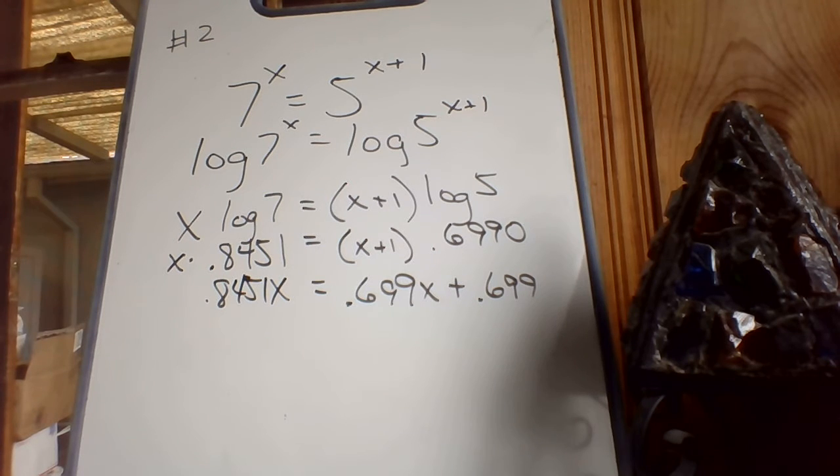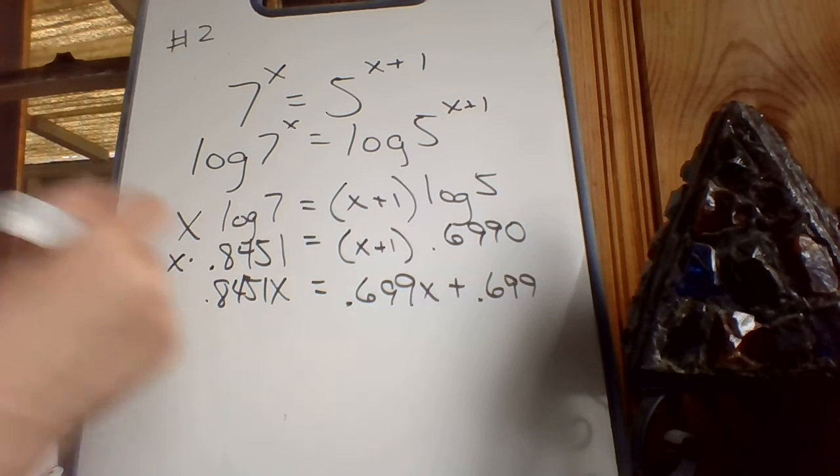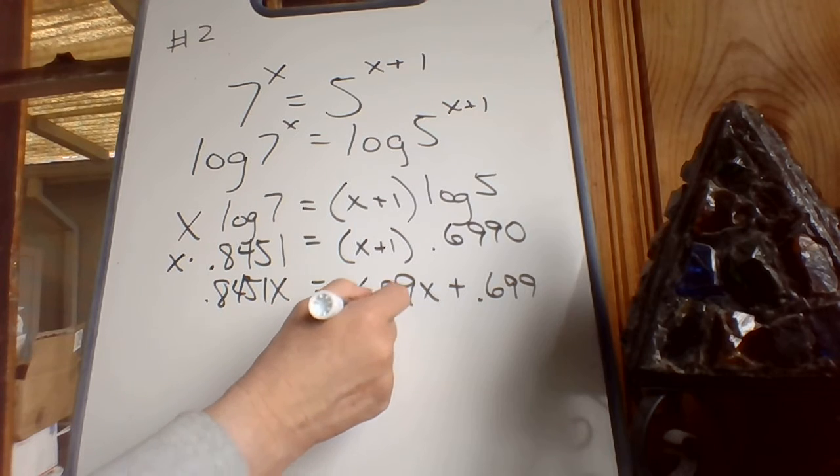At this point, this isn't an exponential problem anymore. It doesn't have any exponents in it. It isn't a log problem anymore. It doesn't have any logs in it. Use the log to get rid of the exponent, then use the calculator to get rid of the log. Now it's just an algebra question. So I need to get all my x's together.